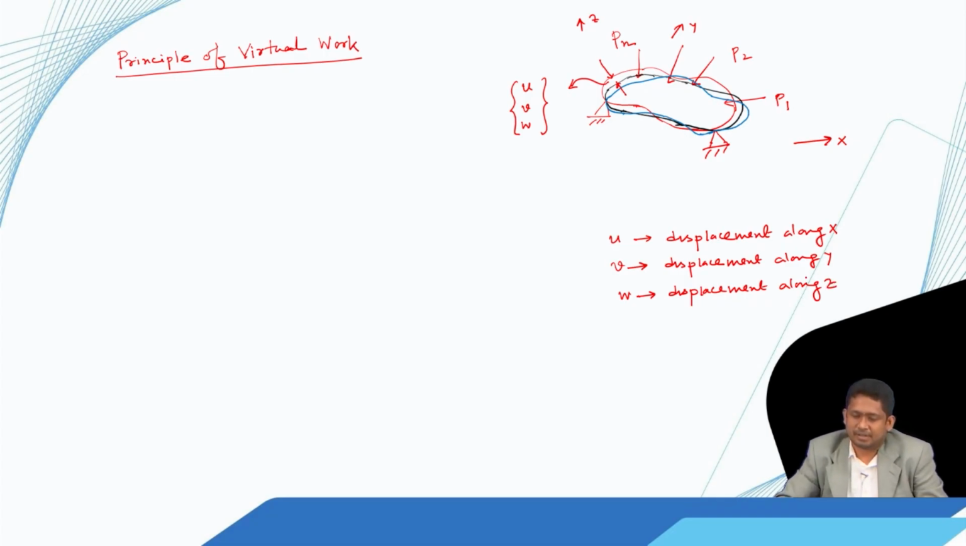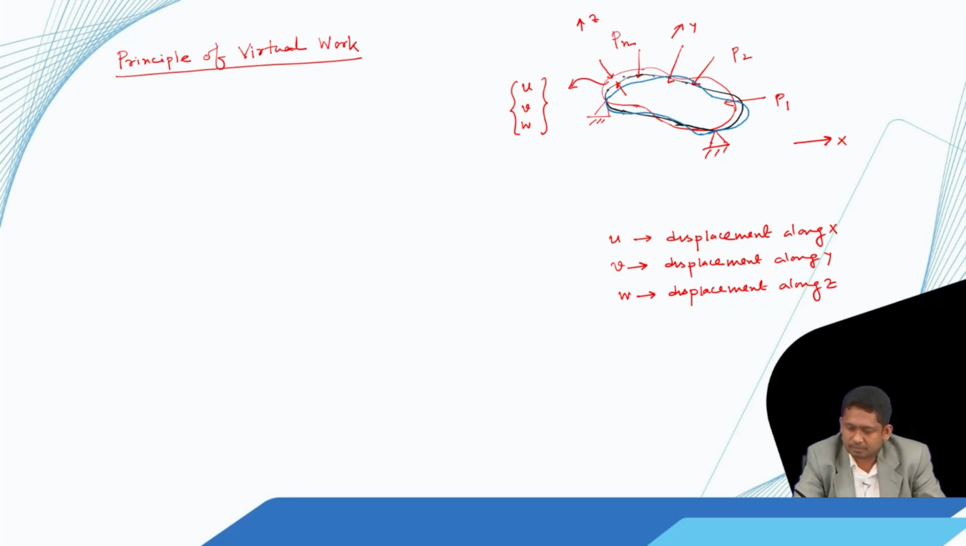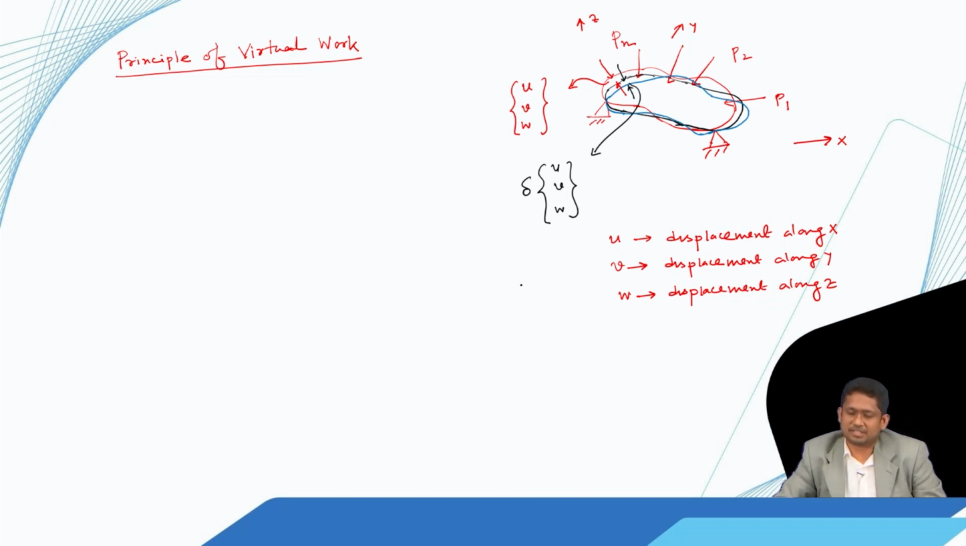And then we said that on top of the deformed body, on top of the deformation, we did some additional perturbation, we gave it additional deformation. That is not real, but that is our consideration, that is why it is called virtual. And that quantity, we define that as the variation of u, v and w. So, u, v and w are functions of x, y, z. So, their variations are also functions of x, y, z.